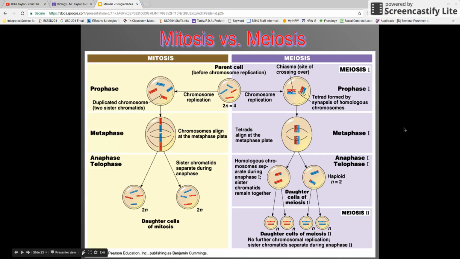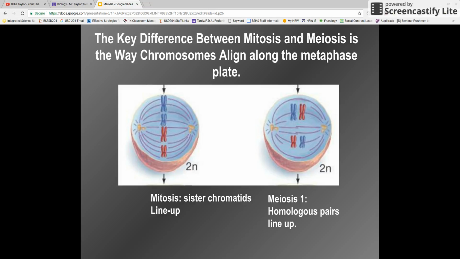You have, in mitosis, a result of 2 diploid daughter cells. And in meiosis, you have a result of 4 haploid daughter cells. They have the same amount of chromosomes. It's just the amount of cells those chromosomes are split up into that's important. So the key difference between mitosis and meiosis is the way that the chromosomes align along the metaphase plate. So they are going to align quite differently. In mitosis, the sister chromatids line up. In meiosis 1, the homologous pairs line up. So you have the 2 pairs lining up instead of single chromosomes.